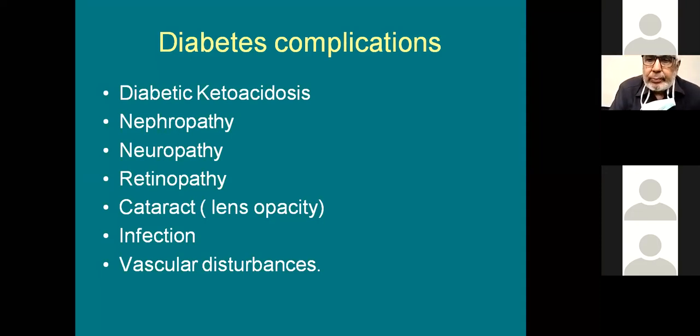So, you will have to maintain the blood sugar level in a proper way for the patient, and one can have a normal life if the blood sugar is maintained properly. And you are well aware if it is not maintained properly, that will lead to all these complications. Diabetic ketoacidosis, nephropathy, neuropathy, retinopathy, cataract, and vascular disease.